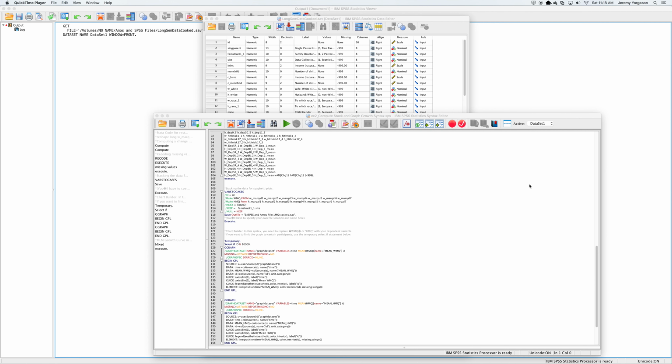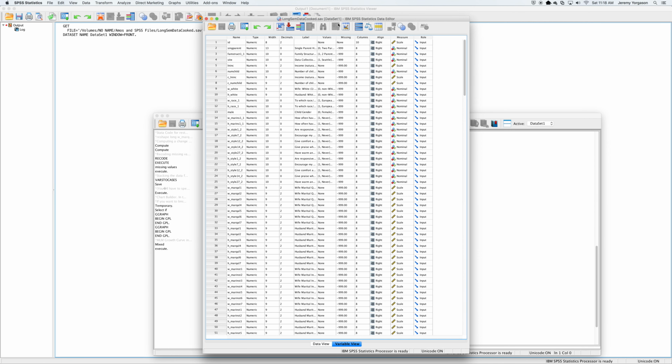I'm going to show how to stack and plot in SPSS. First, I'm going to open up my longitudinal data set, and this file is in what's called a wide format.